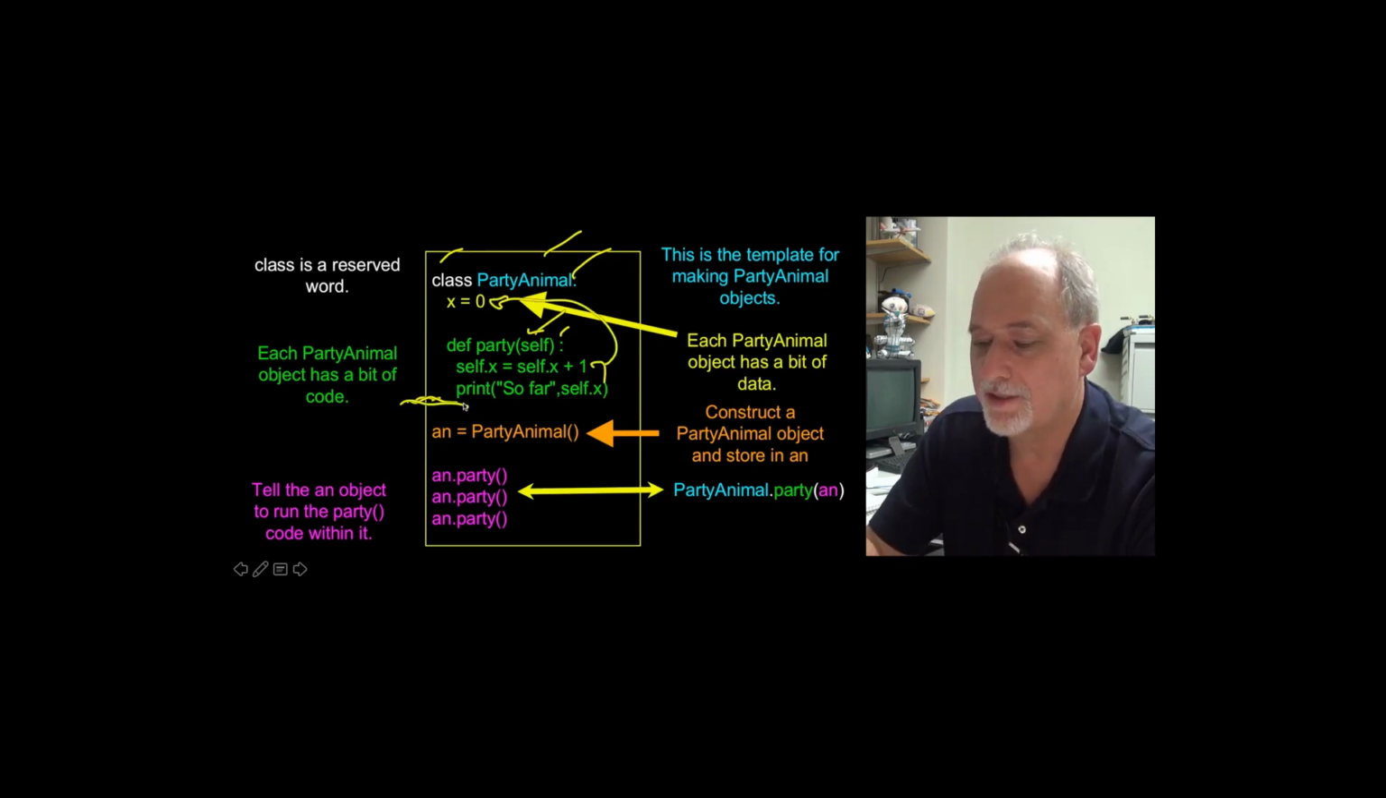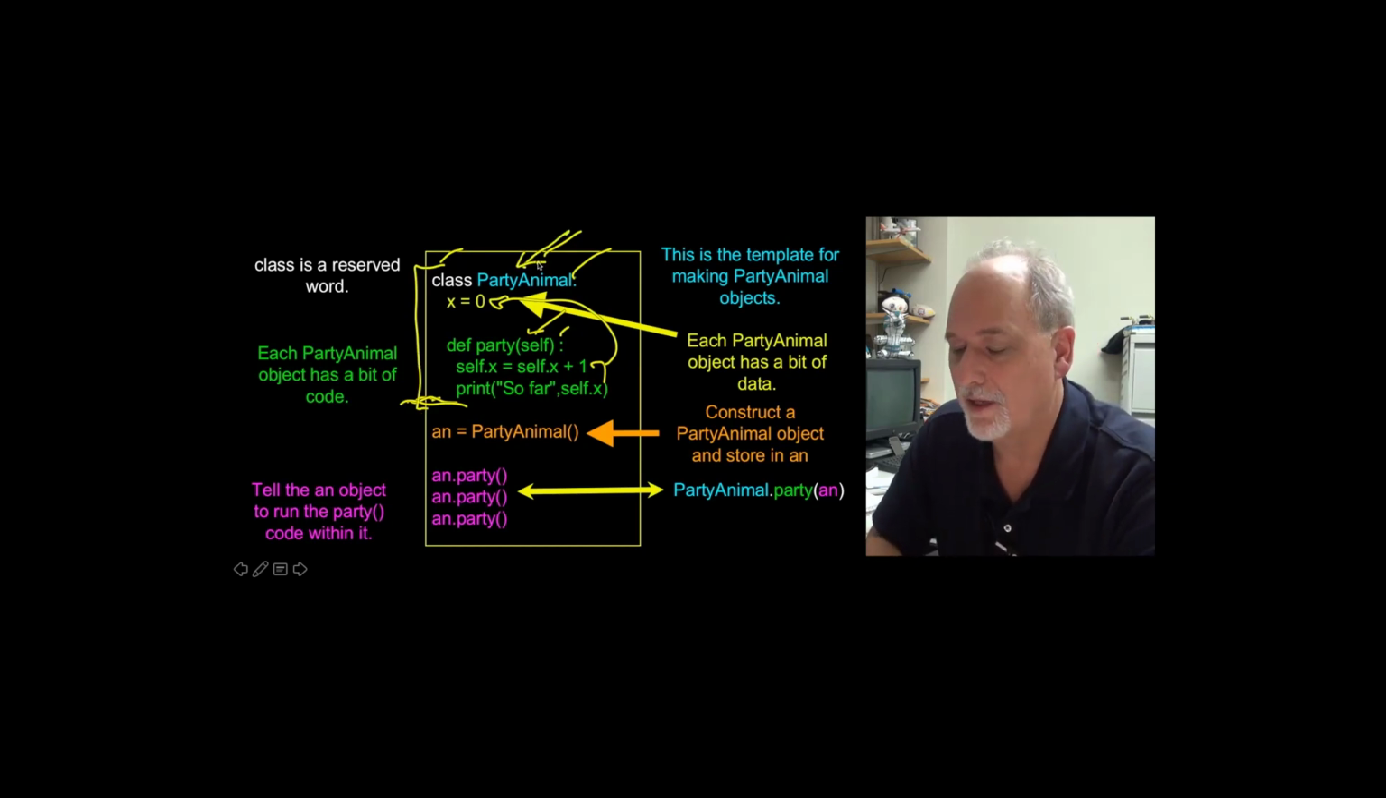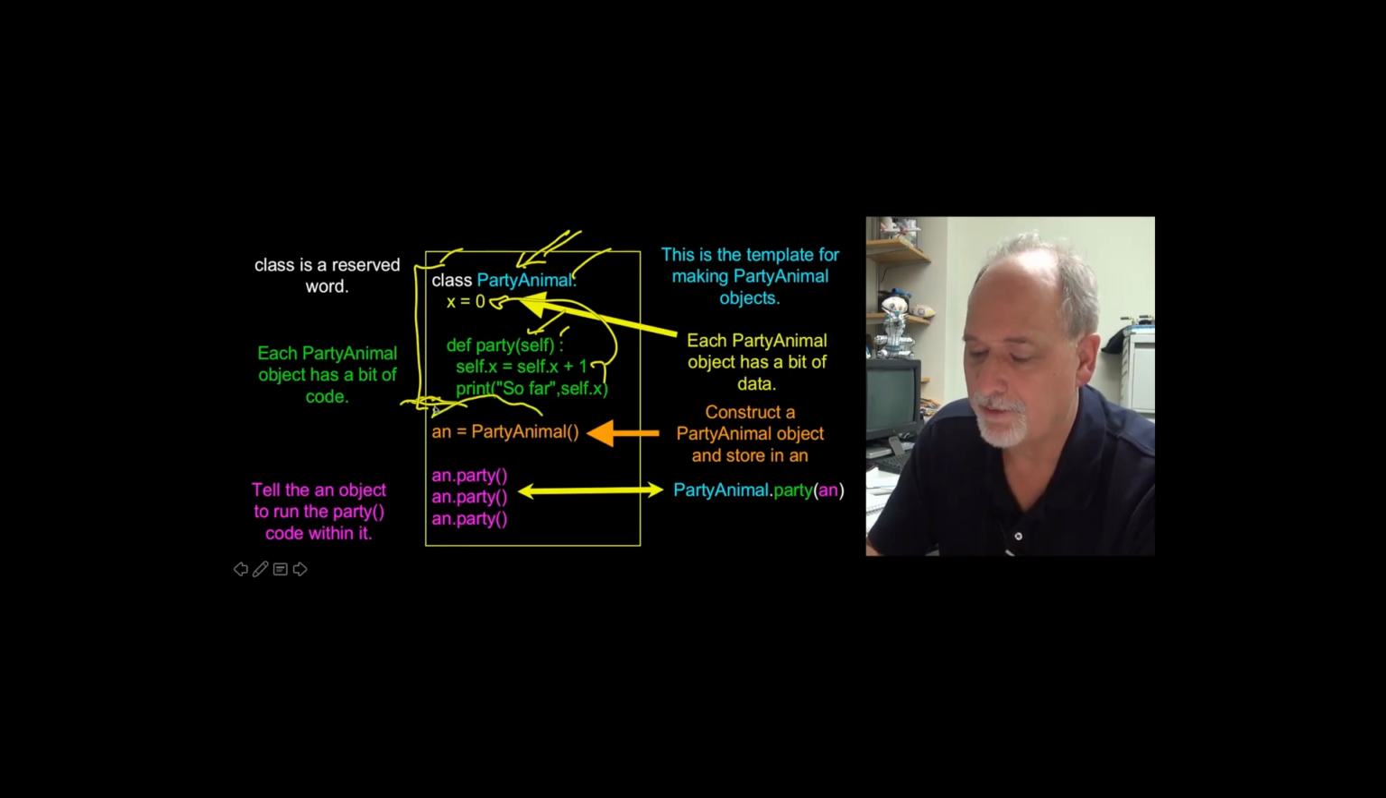So this is not actually executing any code. It's sort of remembering the template, defining the class PartyAnimal. This is what we call constructing. We're constructing using the PartyAnimal template or class. We are making a PartyAnimal, and then once we make that, we stick it in the variable an, and then we're going to call this party method 3 times, 1, 2, 3.